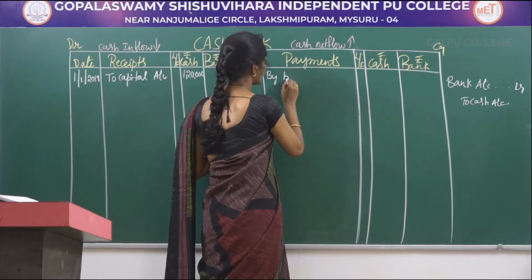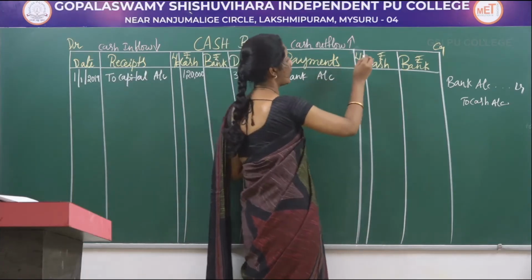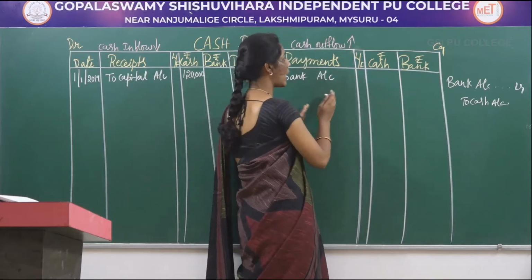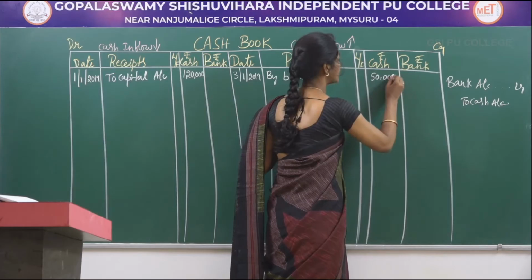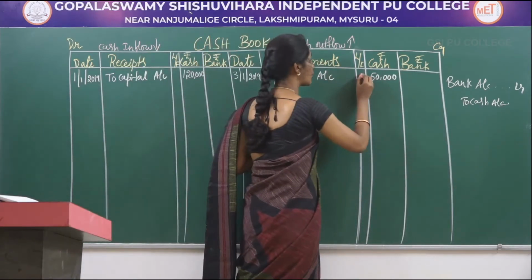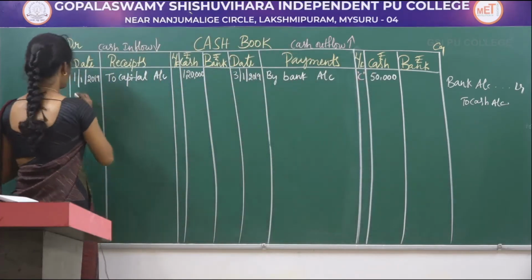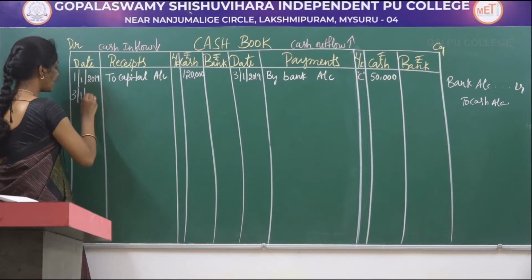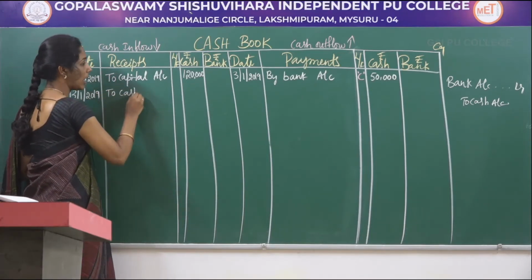3/1/2019 by bank account, and enter the amount in the cash column of rupees 50,000. And in ledger folio you have to write capital letter C. So on the debit side also write the same date 3/1/2019 to cash account.